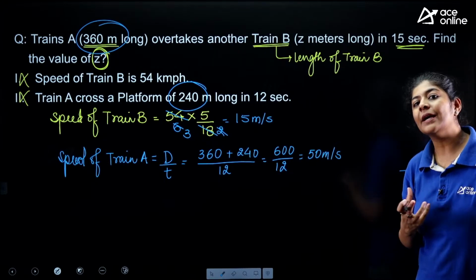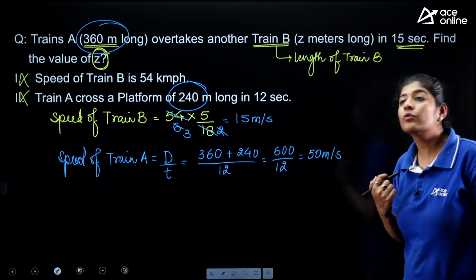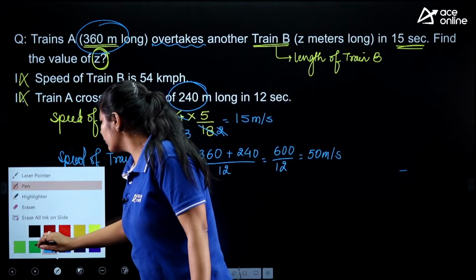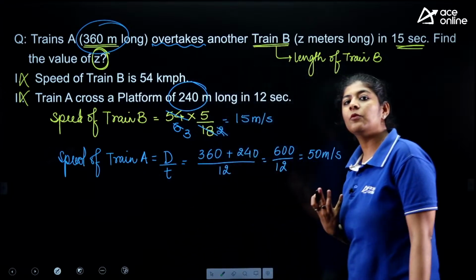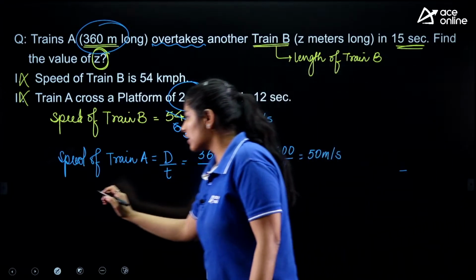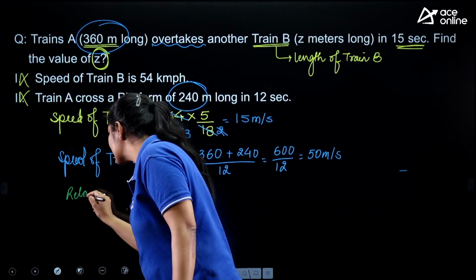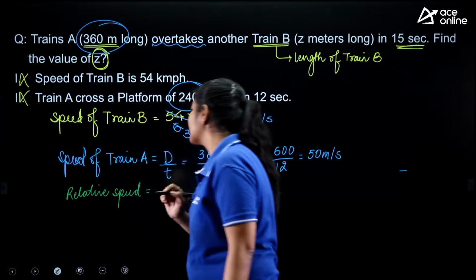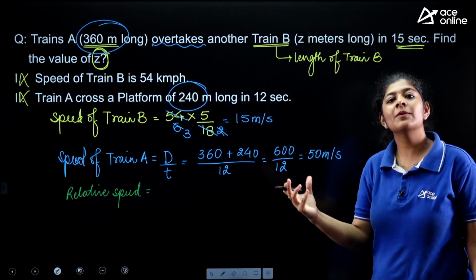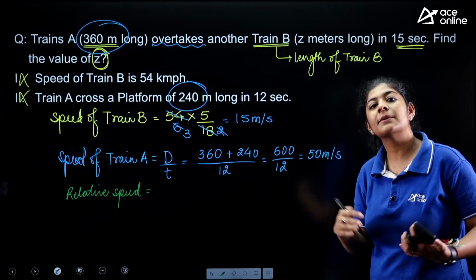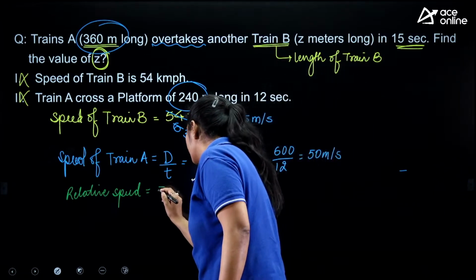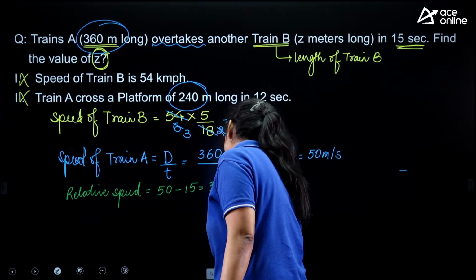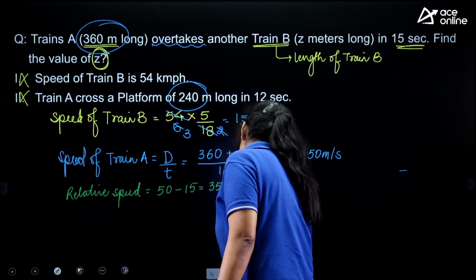As both of them are moving in the same direction. How did I get to know that? Because here I have the term overtakes, right? If train A wants to overtake train B, that means they are moving in the same direction. So the concept of relative speed says that if the objects are moving in the same direction, we need to subtract their speeds. So 50 minus the other speed, 15. That means the relative speed is 35 meters per second.